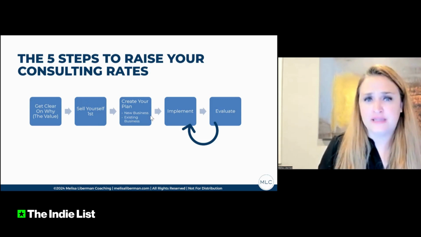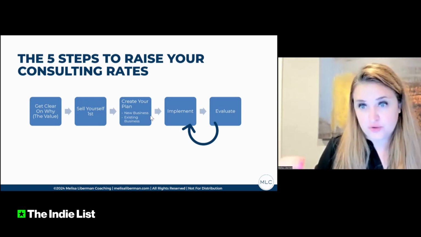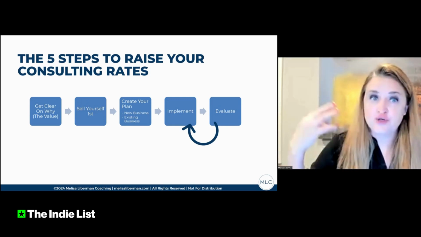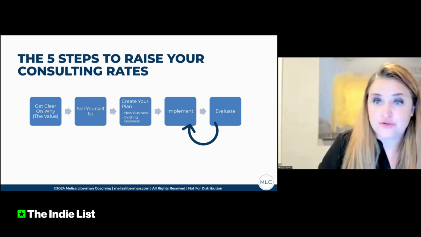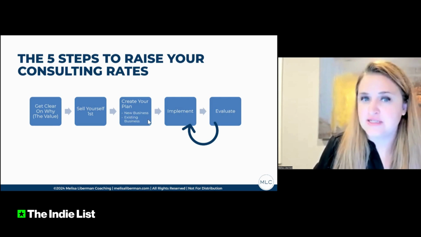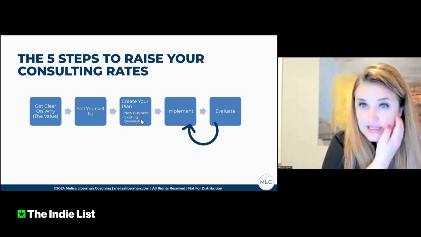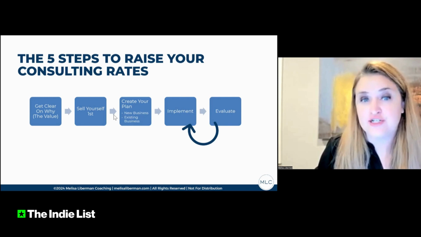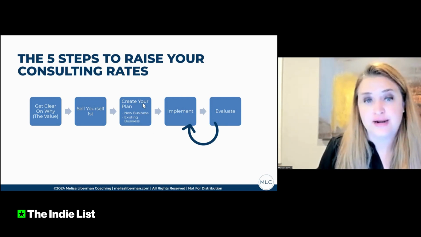Then you'll create your plan. So what does your new pricing look like? What is your average contract value for each of those engagement types, for example? And it might be different for a new business versus existing business. Really thinking about it that way, and how might you transition existing clients into your new pricing?